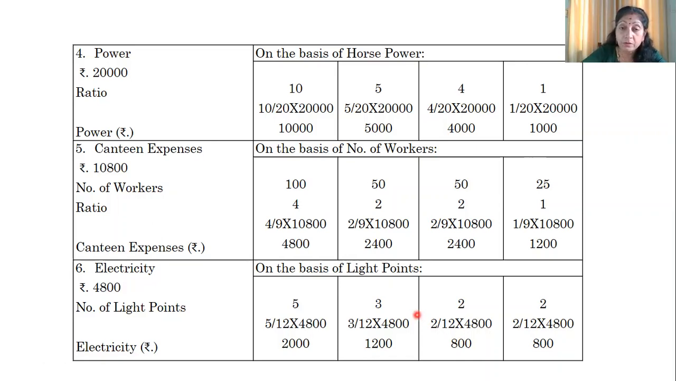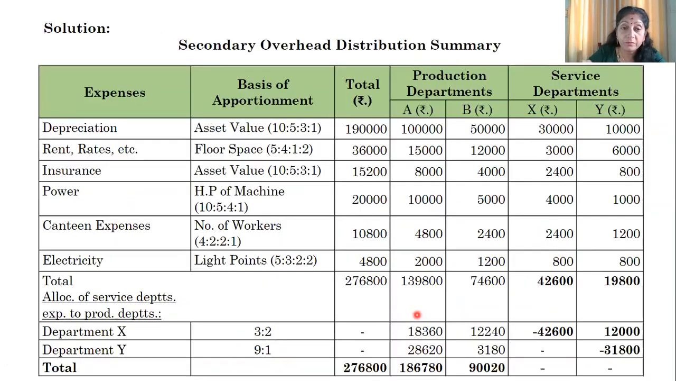Next, we will go to the main picture. This is the main picture. Depreciation we calculated on the basis of asset value, 10:5:3:1. The total is 1,90,000. Production departments A and B get 1,50,000 respectively. Then service departments X and Y get 30,000 and 10,000 respectively.